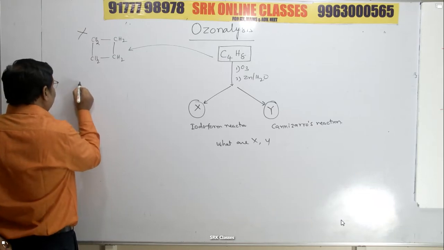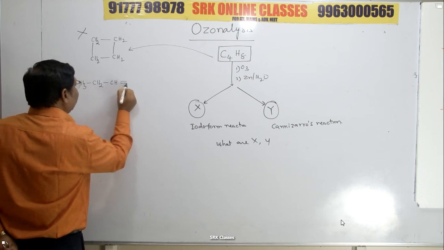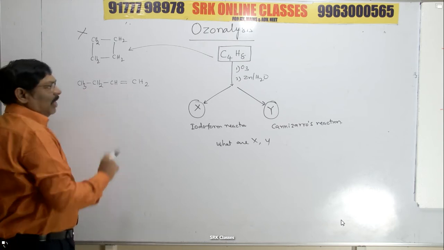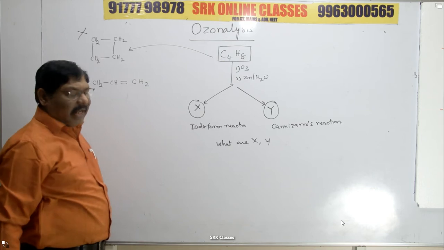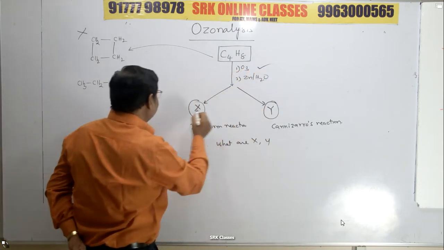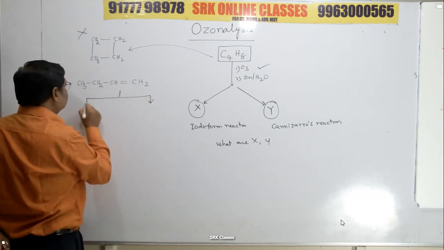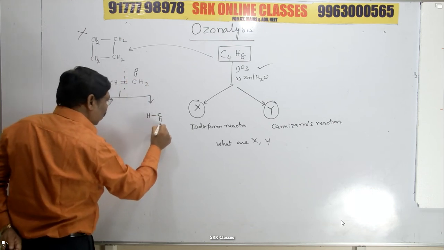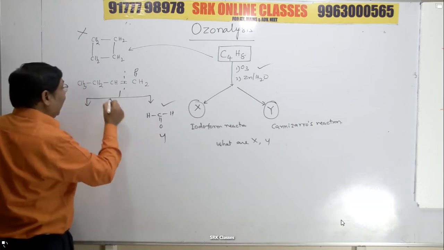Let us see. I am writing the first possibility: CH3, CH2, CH double bond CH2, an alkene. Yes, 4 carbons are there. 8 hydrogens are there, one double bond. This undergoes ozonolysis, and it forms X and Y. What are X and Y? This part is formaldehyde. Yes, very good. This undergoes the Cannizzaro reaction. Done. What about this one? This is Y. X is equal to what?